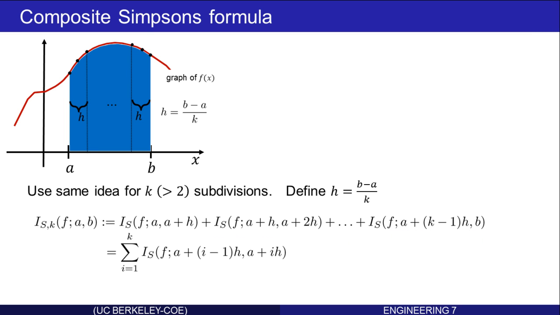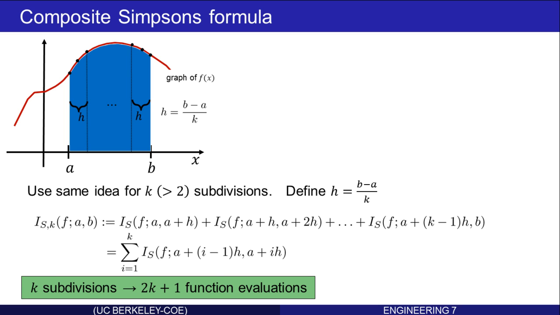You can just formally write that as a sum. Notice that the index I goes from 1 to k, and each interval here is of width h, starting at I equal 1 at a and ending when I equals k at b. As we've already seen, some of the function evaluations are used in two of these Simpson approximations, the two regions for which that point is a member of. Consequently, if you count, k subdivisions results in 2k plus 1 function evaluations. We'll go over how they're all combined in just a moment.